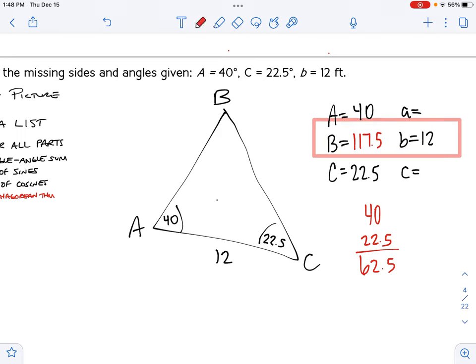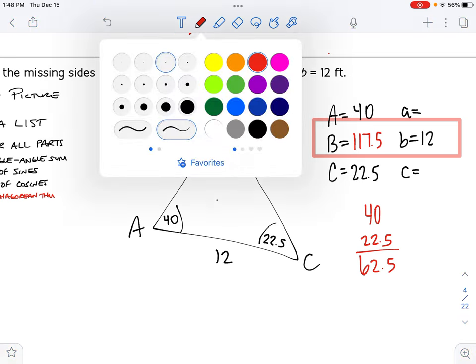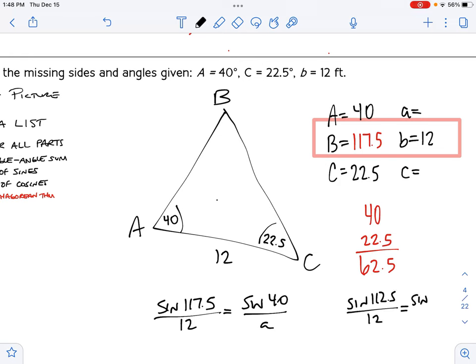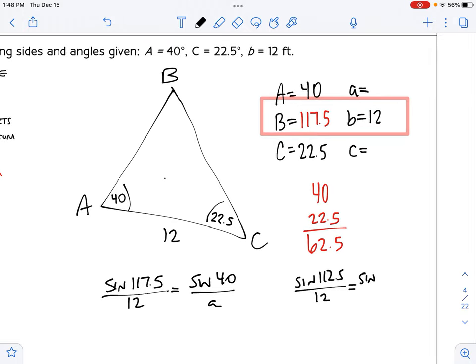So what's that look like? Well, same as last time. So sine of 117.5 divided by 12 is going to equal the sine of 40 divided by a. And then the second one to find side c would be sine of 117.5 over 12 equals the sine of 22.5 over c. And I would cross multiply and get answers for both of those.